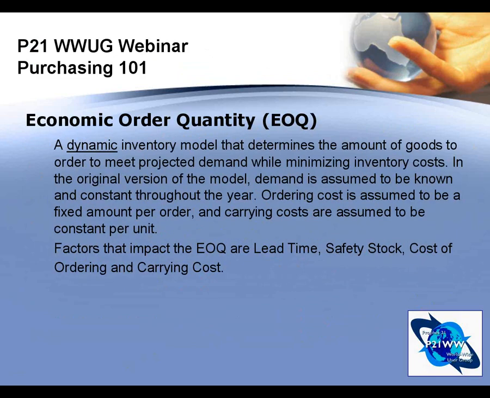Economic order quantity is another dynamic method that is used to determine the amount of goods to meet projected demand while minimizing your inventory cost. In the original version of the model, demand is assumed to be constant and known. It doesn't handle fluctuations very well, and it doesn't handle changing costs of carrying or ordering very well. Again, it's very mathematically defined.